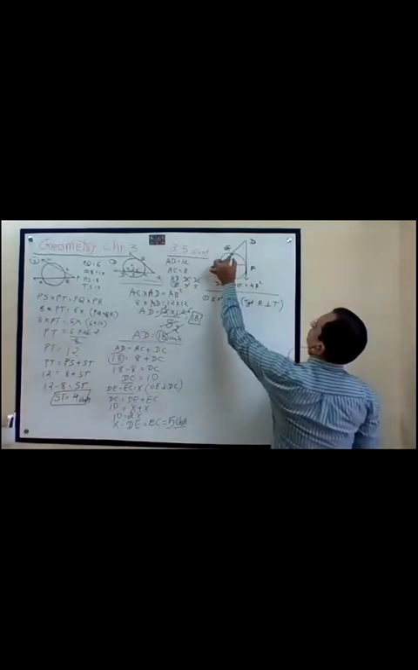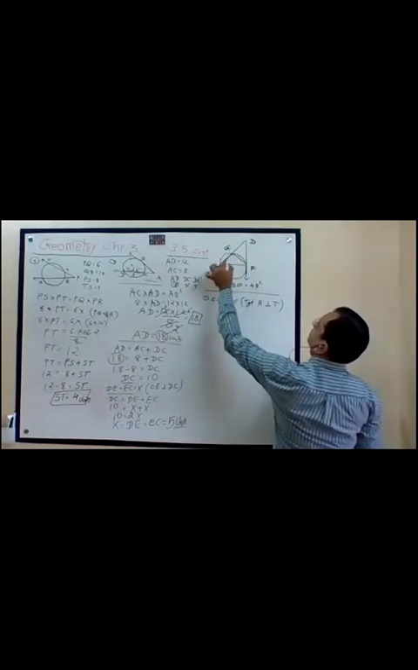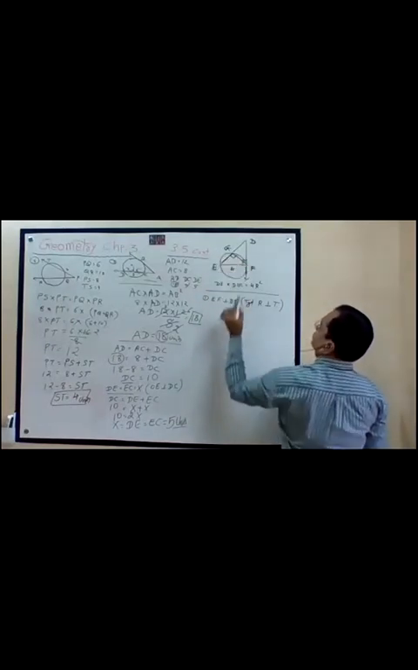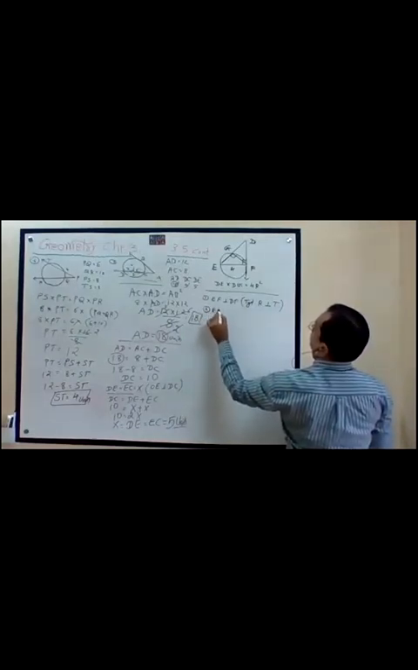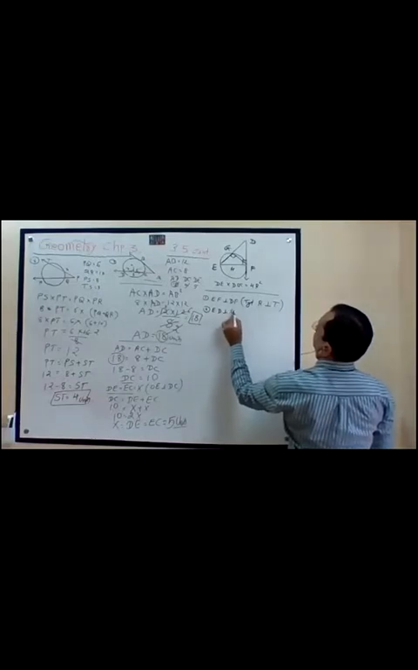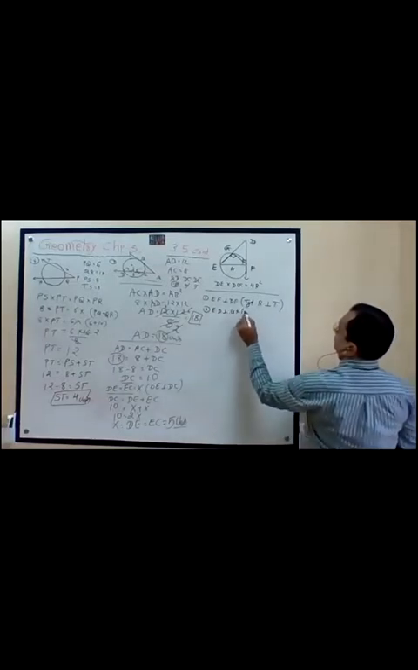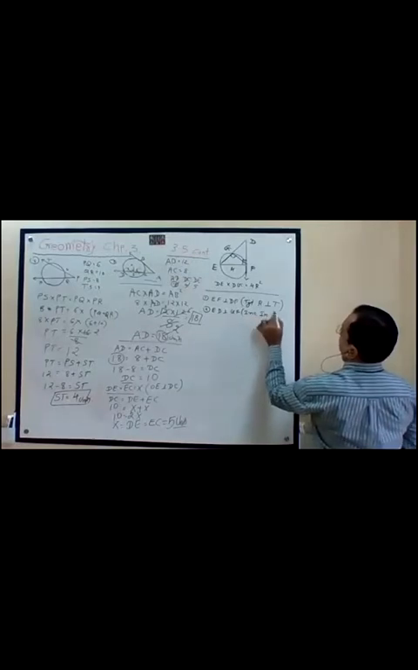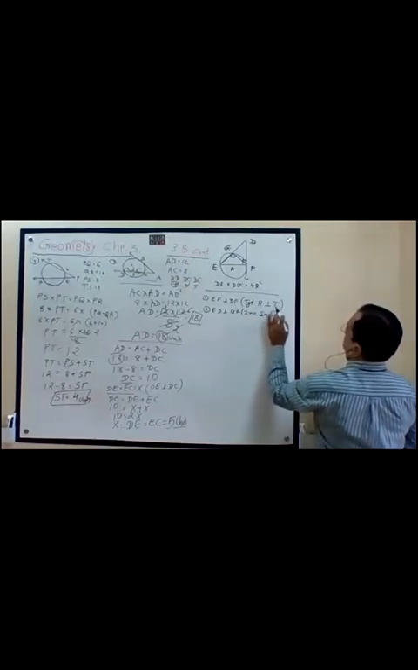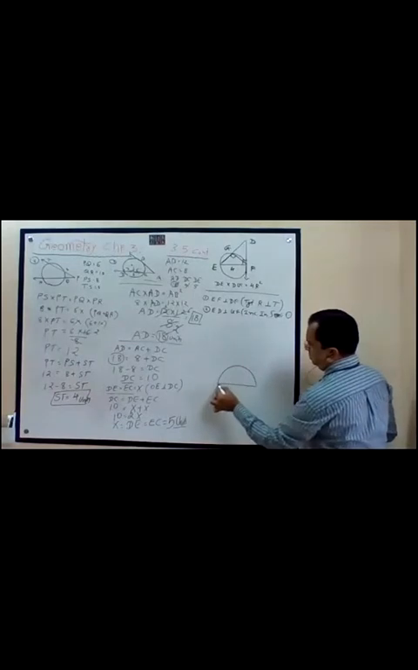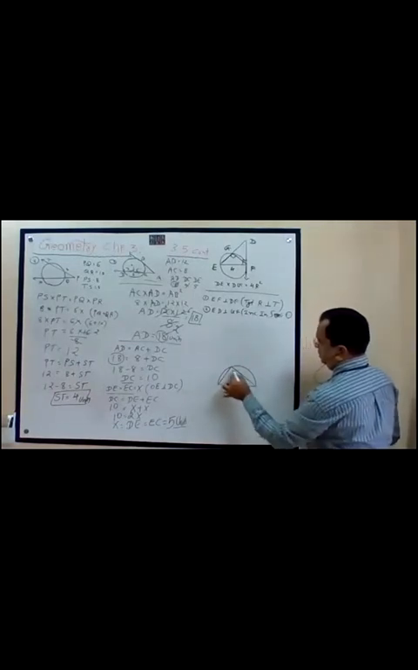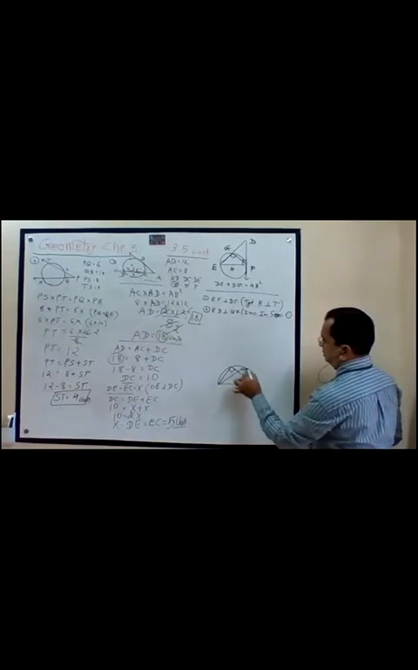Next, I will join this. This is also 90, this is also 90. ED is perpendicular to GF. Inscribed in a semicircle. Again, this is 90, this is 90, this is 90.